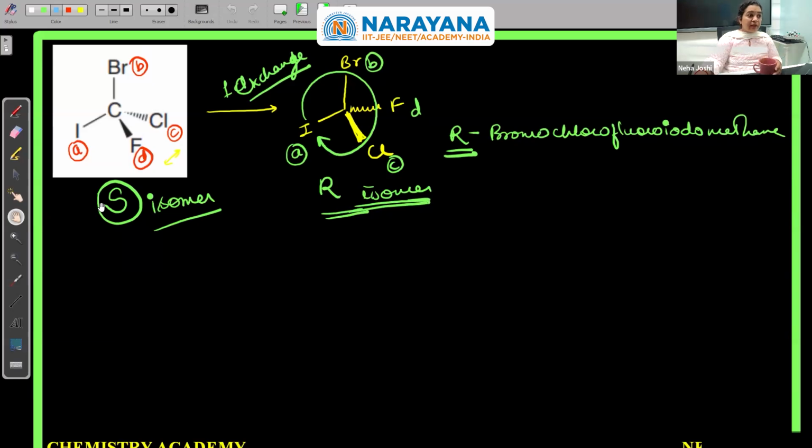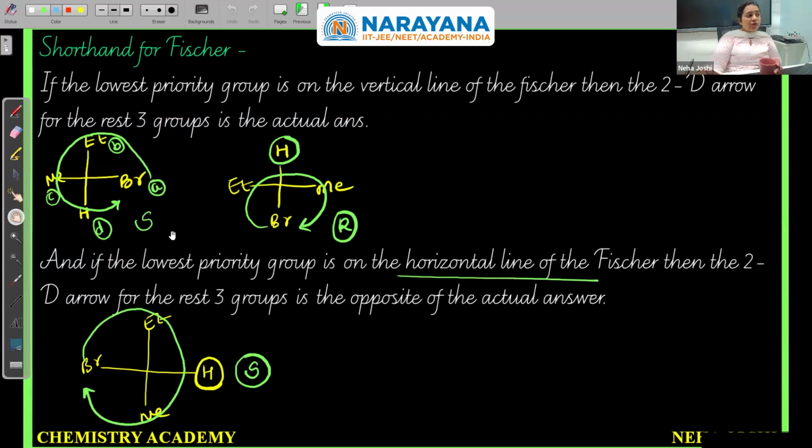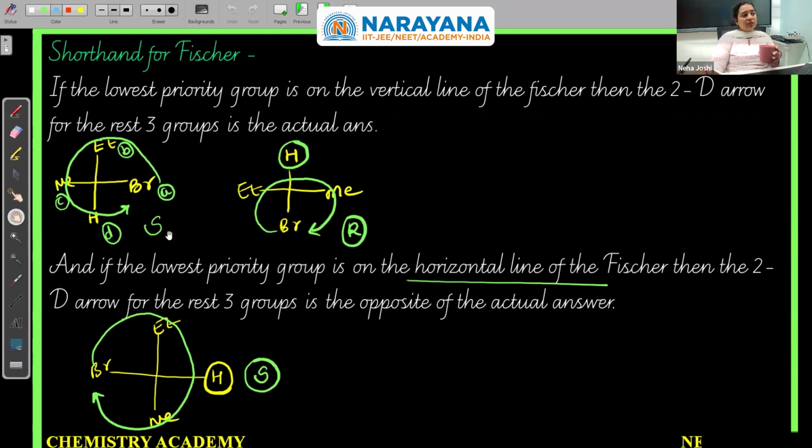Is that absolutely clear? If the lowest priority group is not on dash, then bring it to dash by one exchange. And then draw the arrow, and reverse your answer as the final answer. If you are getting an arrow clockwise, you report anti-clockwise. That is the shorthand for wedge dash. Now the shorthand for Fischer. Please take a screenshot of this.